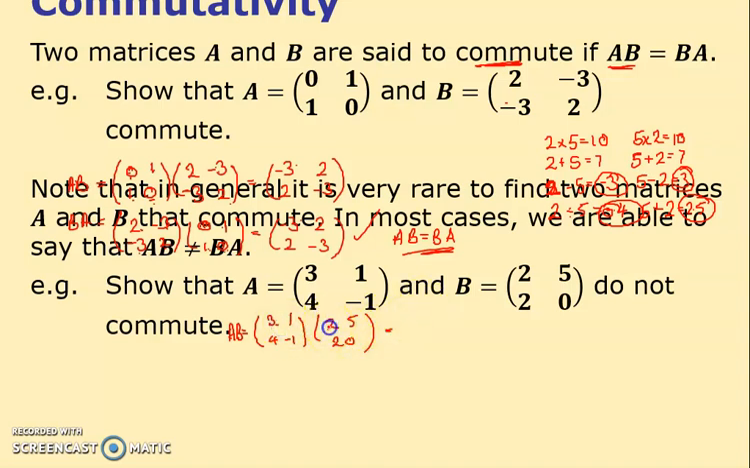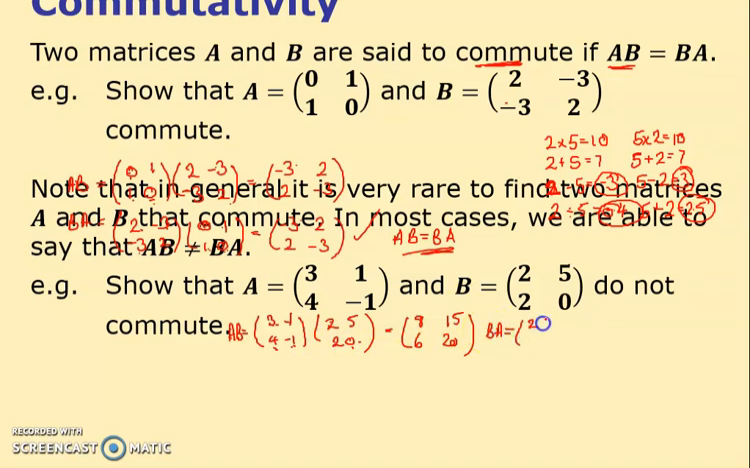3 times 2 is 6. 1 times 2 is 2. That gives me 8. Switch to the second column. 3 times 5 is 15. 1 times 0 is 0, so that's 15. 4 times 2 is 8. And this gives me minus 2 when I do the minus 1 times 2, so I think that's 6. And 4 times 5 is 20, and that will also give me a 0 again, so I think that's 20 there. That's AB. Let's do BA.